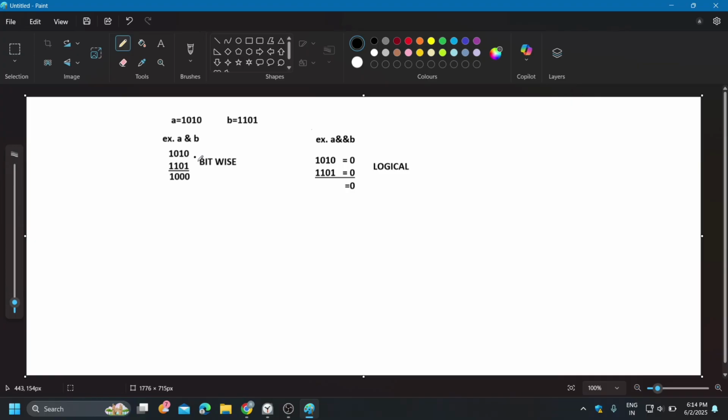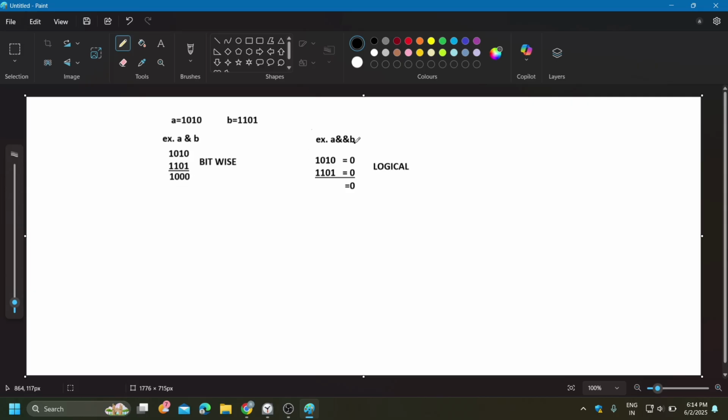So in this bitwise operation, what will happen? This is the input A, this is the input B. Here a bit by bit AND operation will be performed. So how will it happen? 1 and 1, 1; 0 and 1, 0; 1 and 0, 0; 0 and 1, 0. So this is the final result of this bitwise operation.